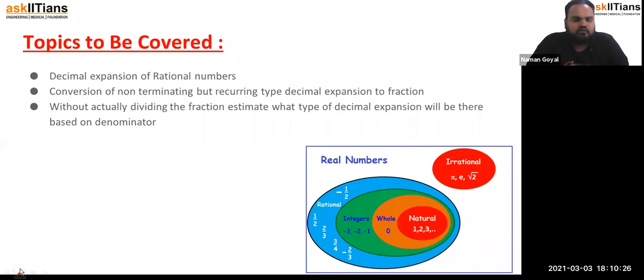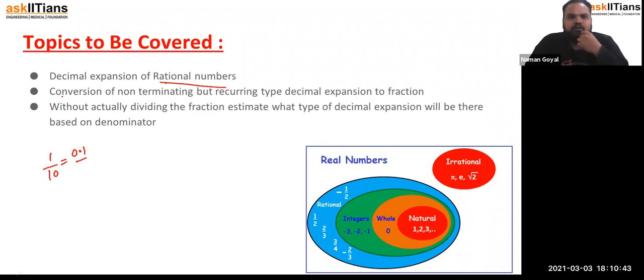Now, decimal expansion of rational numbers. If we have a rational number like 1 upon 10, how do we write that number in decimal form? This is simple. It is 0.1.